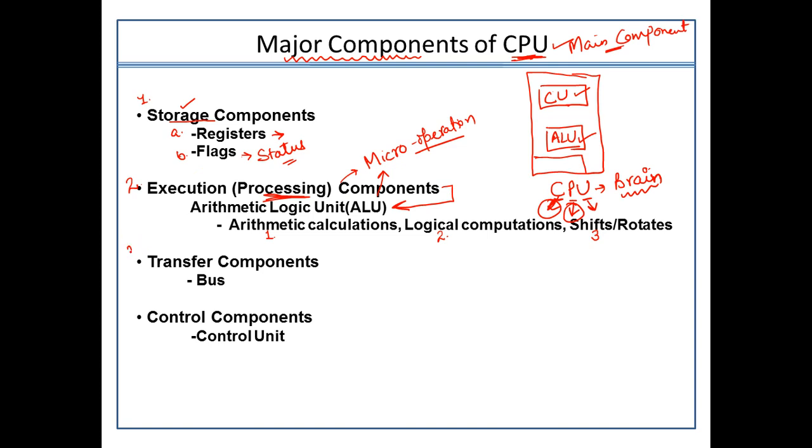The next part, third, under the major components of the central processing unit is the transfer components. If I am saying the CPU consists of some set of registers, then in order to place the data from one place to another, to take it from one place to another, I would be looking for some transfer components. So buses also exist within the CPU.